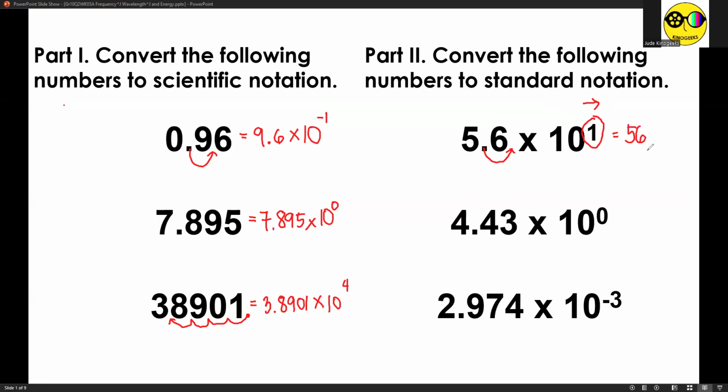Second example under part 2, we have 4.43 times 10 raised to 0. The number 0 tells us that we do not have to move the decimal point at all, so we are left with 4.43.